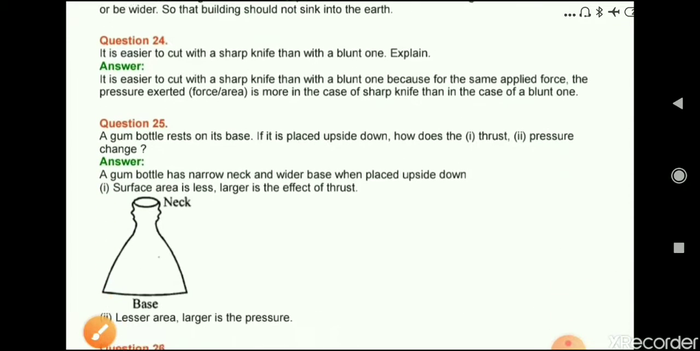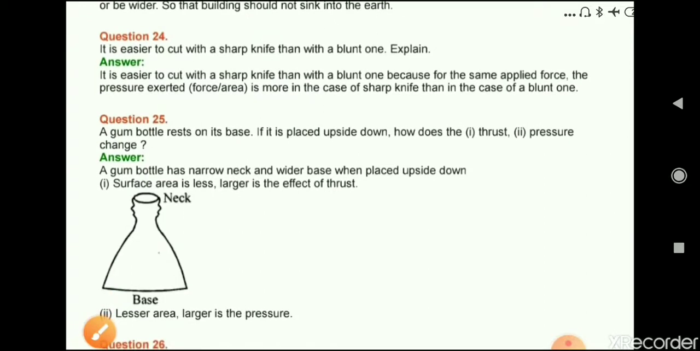Next question, number 24. It is easier to cut with a sharp knife than with a blunt one. Explain.